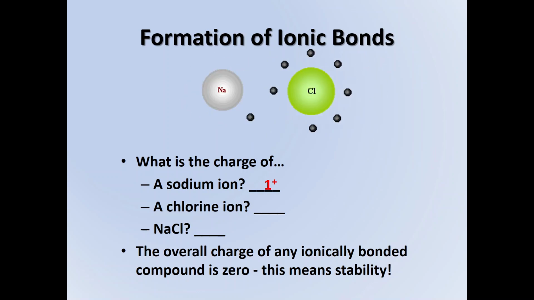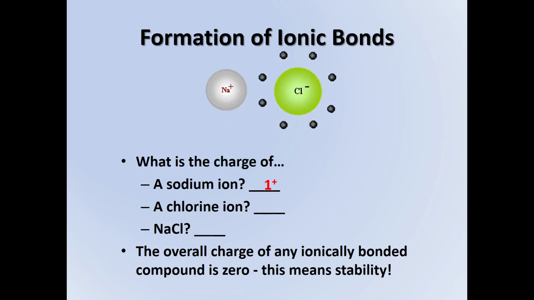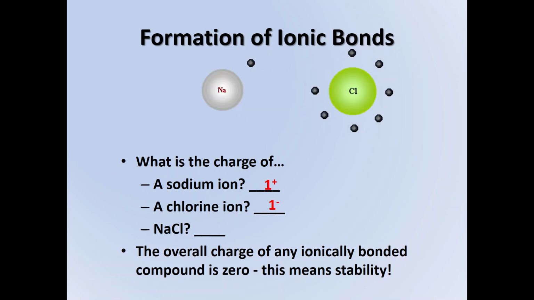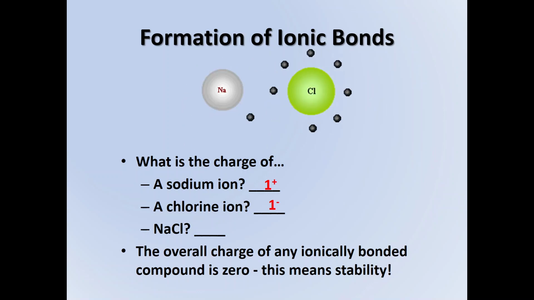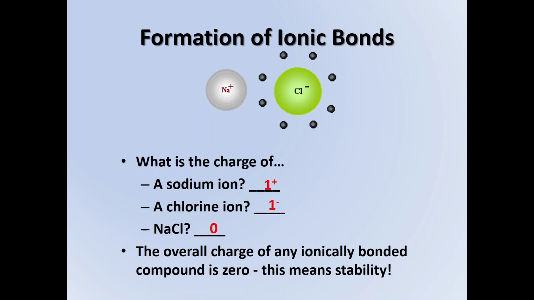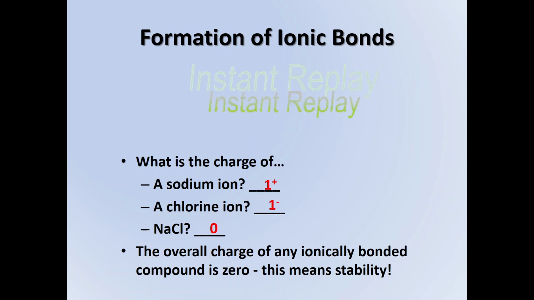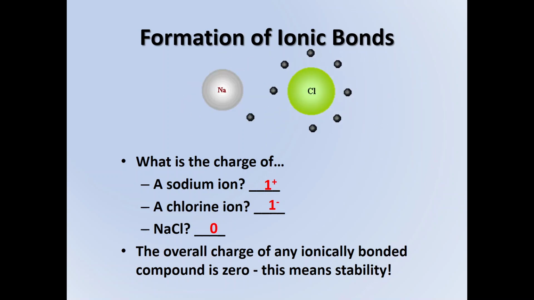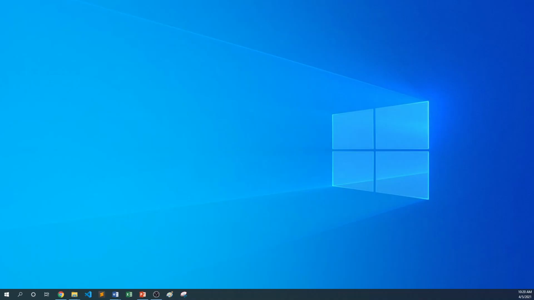Chlorine, it wants to gain an electron. It has 7 valence, so its charge is -1. NaCl is neutral. It has no charge. The overall charge of any ionically bonded compound is 0. This means stability. Ions don't like to exist in nature. And that's it for the day.